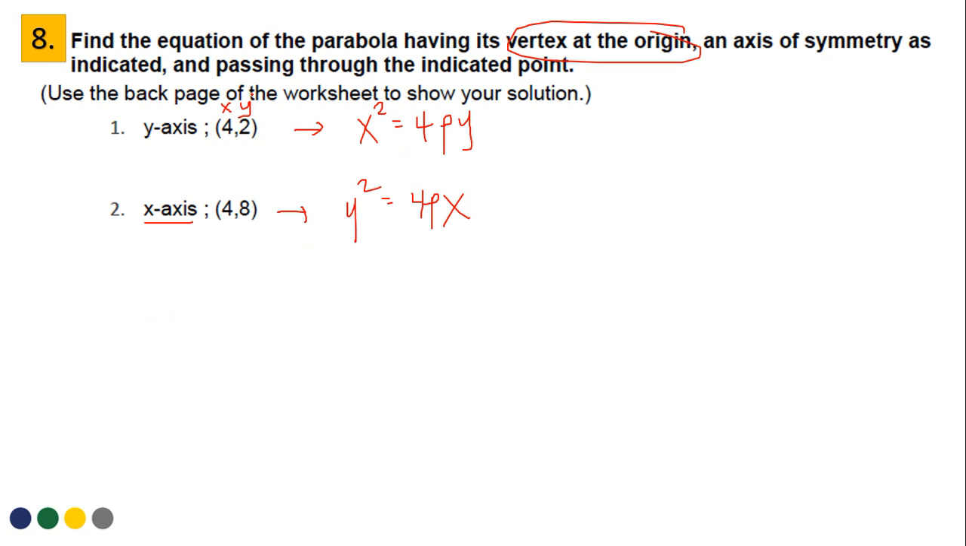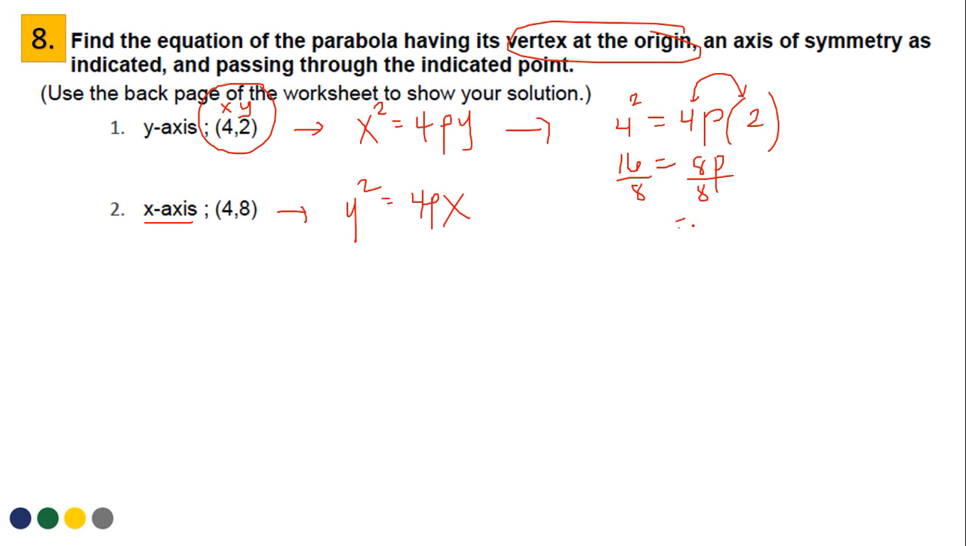So, what is the value of x here? 4. 4 squared equals 4 copy P. For y, what is the value of y? 2. Now we're going to simplify. What is 4 squared? 16. And what is 4 times 2? 8. 8P. Now we're going to divide both sides by 8. And what is the value of P now? 2. The value of P is 2.